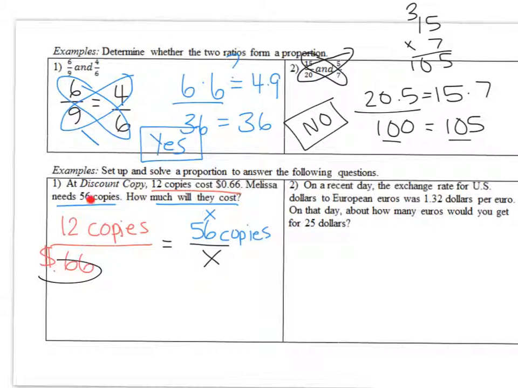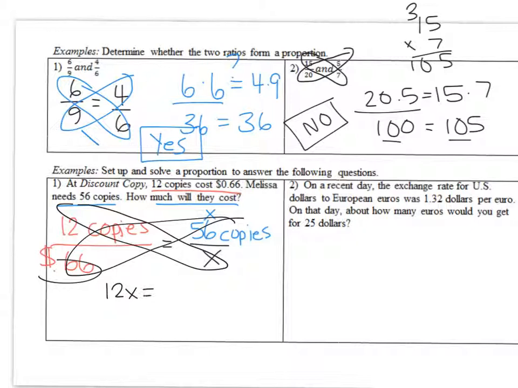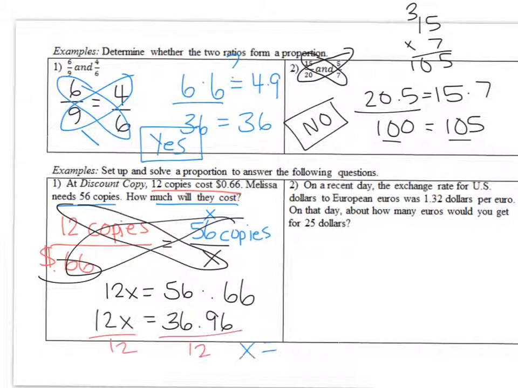Because I have two equal ratios, this is a proportion, I'm going to set the cross products equal. So 12 copies times X is 12X equals 56 times 0.66. So I did 56 times 0.66 is 36.96. So then I divided both sides by 12 and I got 3.08. So $3.08. Because it read how much will it cost, I need to answer with money.